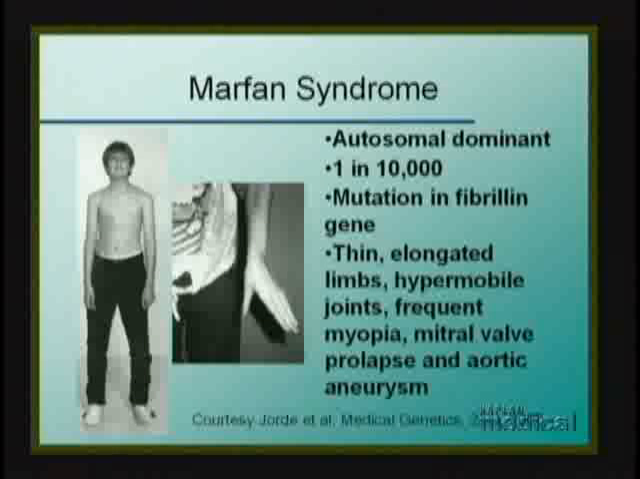But there are other parts of their body that are affected also that you cannot see. These patients often, for example, will have aortic aneurysms because fibrillin is a component of blood vessels, and those weakened blood vessels can lead to aneurysms in these patients.